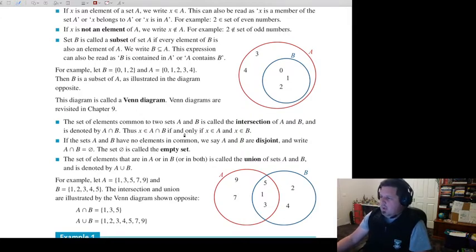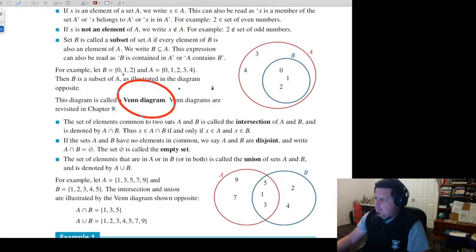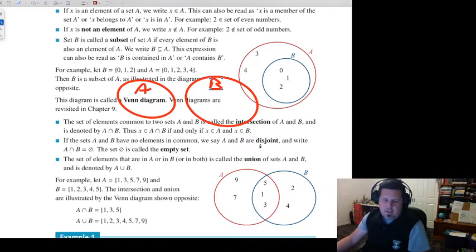It says if sets A and B have no elements in common. Imagine these are perfect circles, A and B, and there's nothing overlapping in the middle, then we say that they are disjoint. What you would write is A intersection B is equal to the empty set, or null, nothing. There's no overlap. The intersection doesn't exist. It's an empty set.